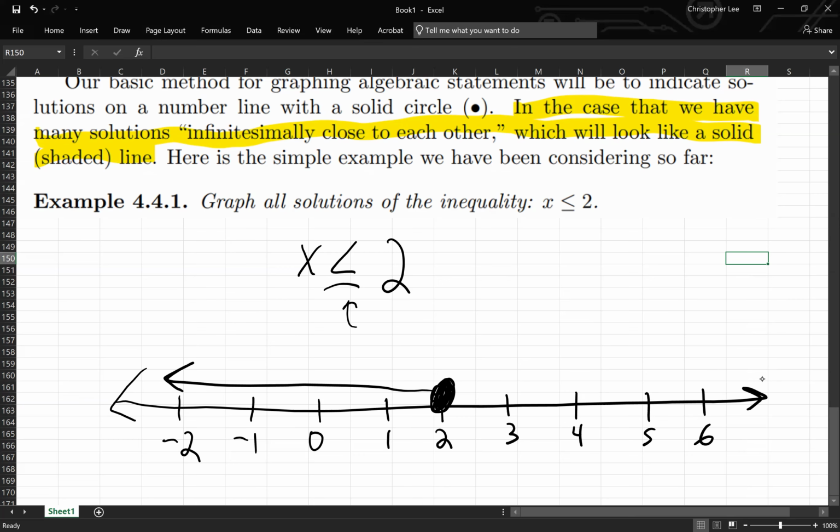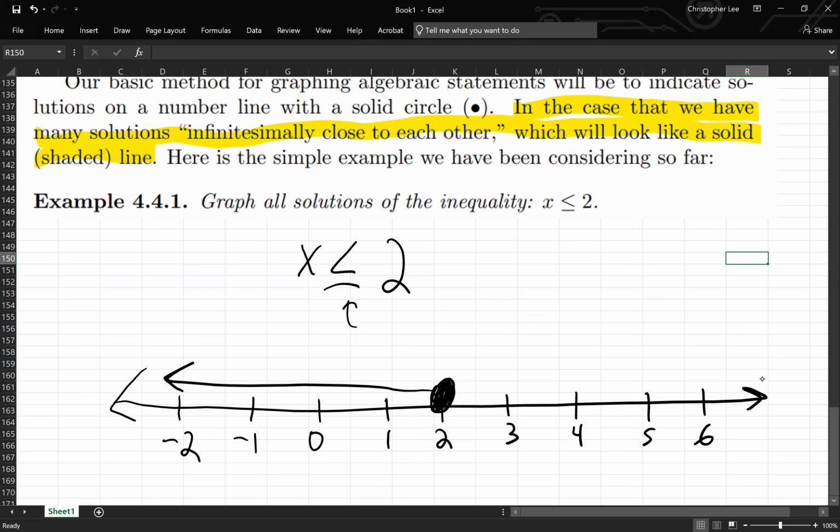I just started with 2 in the middle, and then I counted to the left by 1. Let's say this will be positive and greater than or equal to, then I would go to the right. So when it's equal, you've got to put in the dot. What if it's just equals? Just put the line. If it was just the equal sign, it would be just that number.